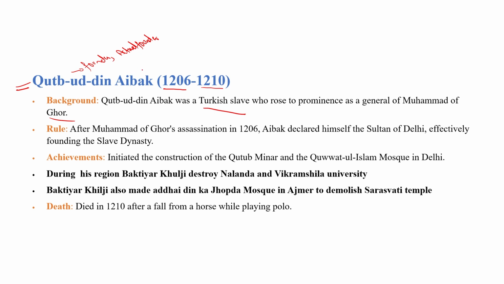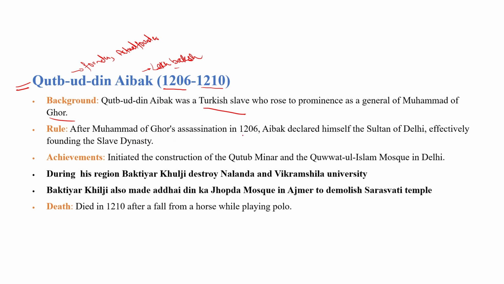Qutbuddin Aibak was also known as Lakh Baksh. Why was Qutbuddin Aibak known as Lakh Baksh? Baksh means donate, means grant. So he donated gold coins and silver coins among his citizens, among the Delhi public. That's why he is known as Lakh Baksh, means a person who donates in lakhs. The other name of Qutbuddin Aibak was Lakh Baksh.